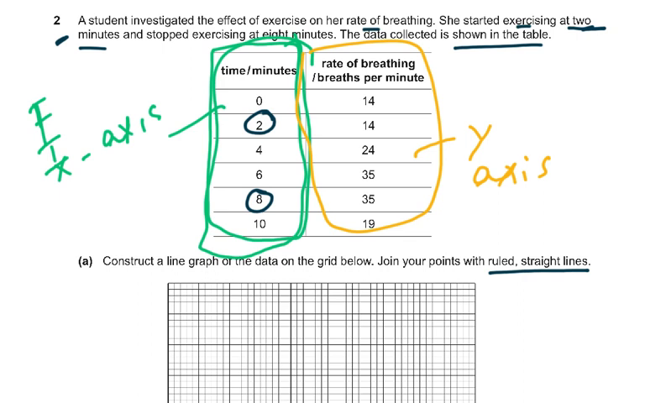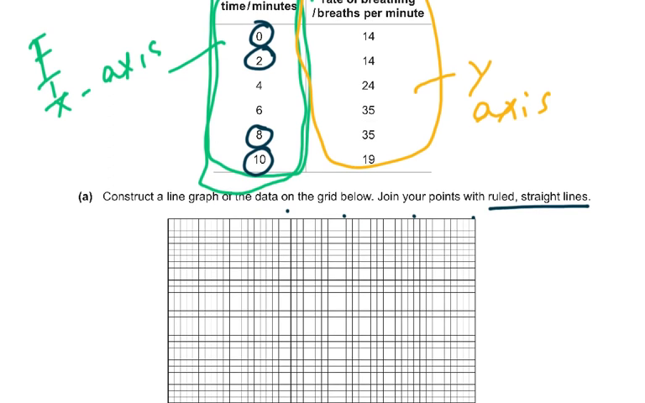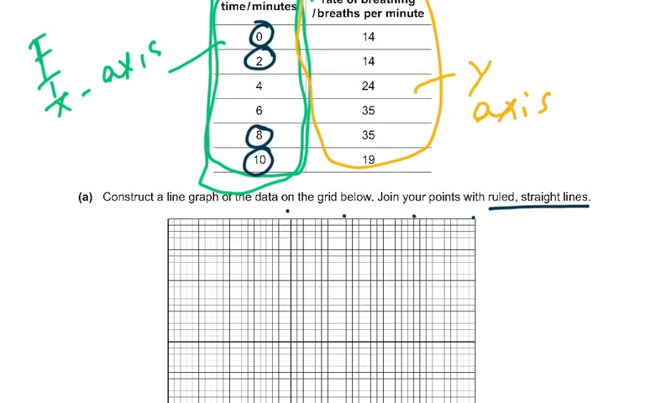Then look at the figures. This one you can see is 0 to 10. So on the x-axis, you have to be careful: you write 0, 2, 4, 6, 8 and 10, so this would be exact. Then for the y-axis, you have to label it rate of breathing in breaths per minute. Now the values are between 14, 24, 35, 35 and 19. So the highest is 35 and the least is 14.